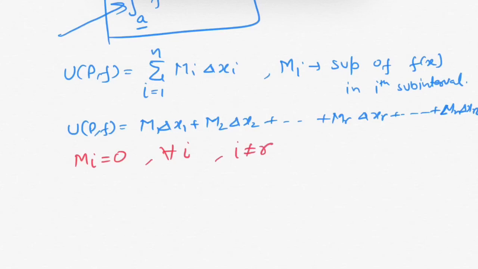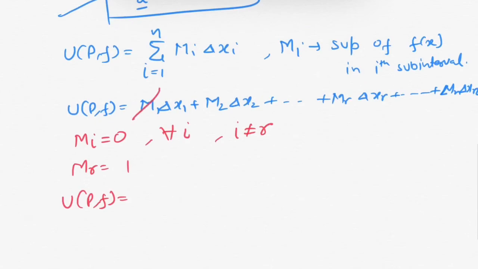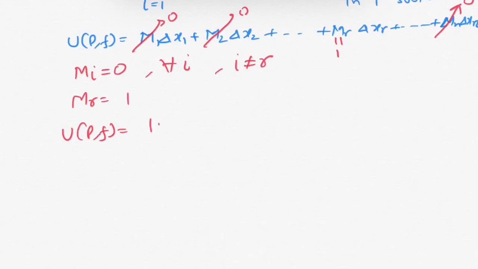In the rth subinterval the supremum is 1. Hence for U(P,f), M1 is 0, M2 is 0, M_r is 1, and all the other M_i's are 0. So U(P,f) will be 1 into delta x_r. So U(P,f) is delta x_r.